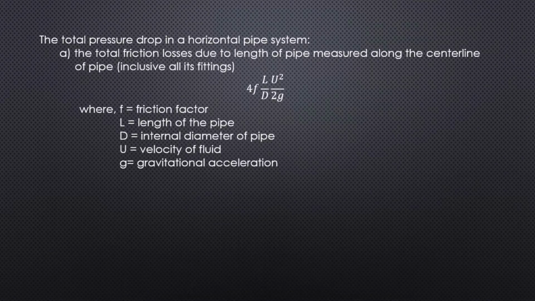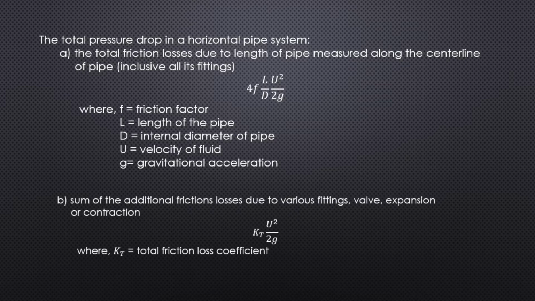So from this we can see that the total pressure drop in a horizontal piping system is the total friction losses due to the pipe length, measured along the center line of pipe, plus the sum of additional friction losses due to various fittings, valves, expansion or contraction.